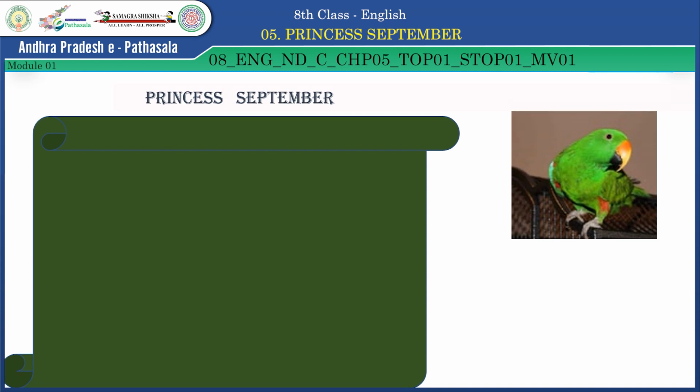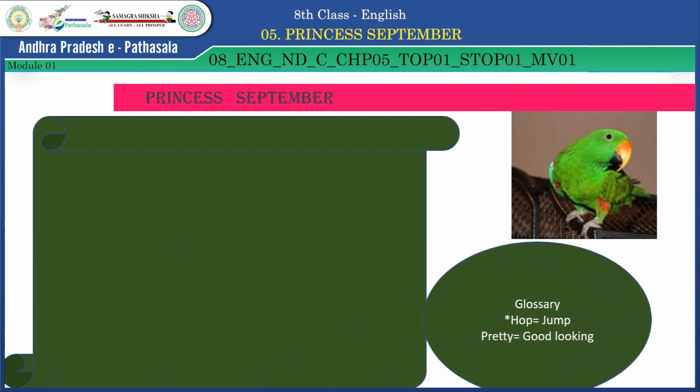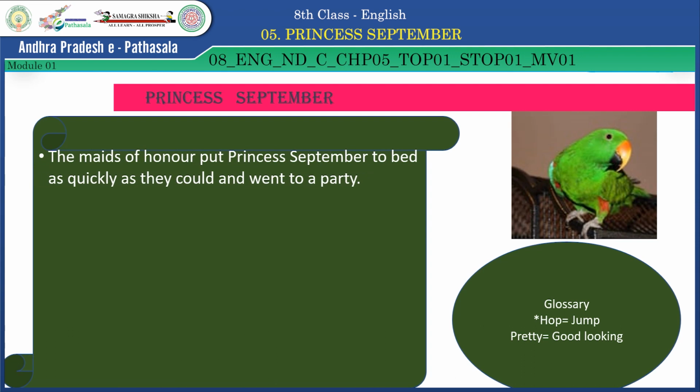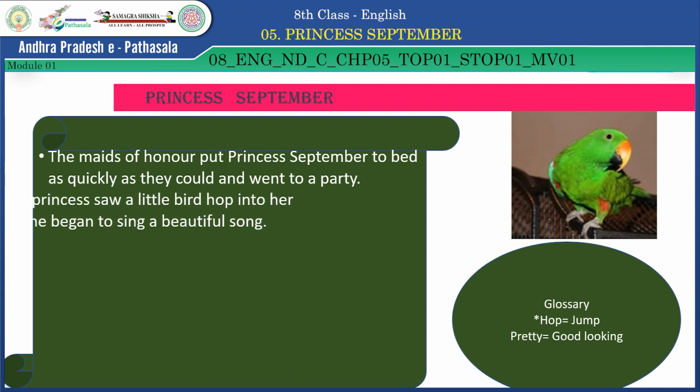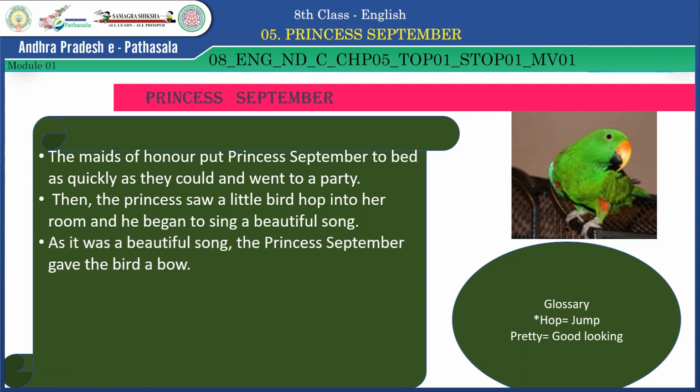Princess September. Glossary. Hop, jump. Pretty, good looking. The maids of honor put Princess September to bed as quickly as they could and went to a party. Then the princess saw a little bird hop into her room and he began to sing a beautiful song. As it was a beautiful song, Princess September gave the bird a bow.